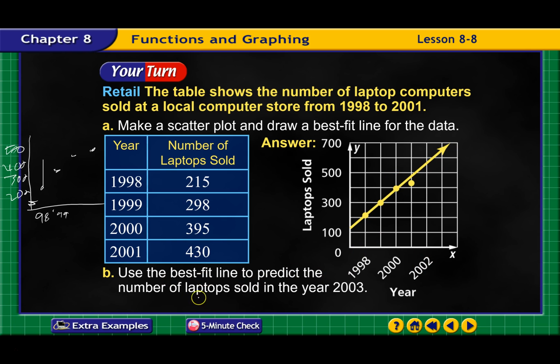Use the best fit line to predict the number of laptops in year 2003. So 2003 looks like it's approximately here, at least by this fit data. So 700 or 650-ish. Yeah, about 650. I wonder what the actual number was since that was long enough ago to have that data. Moving on.